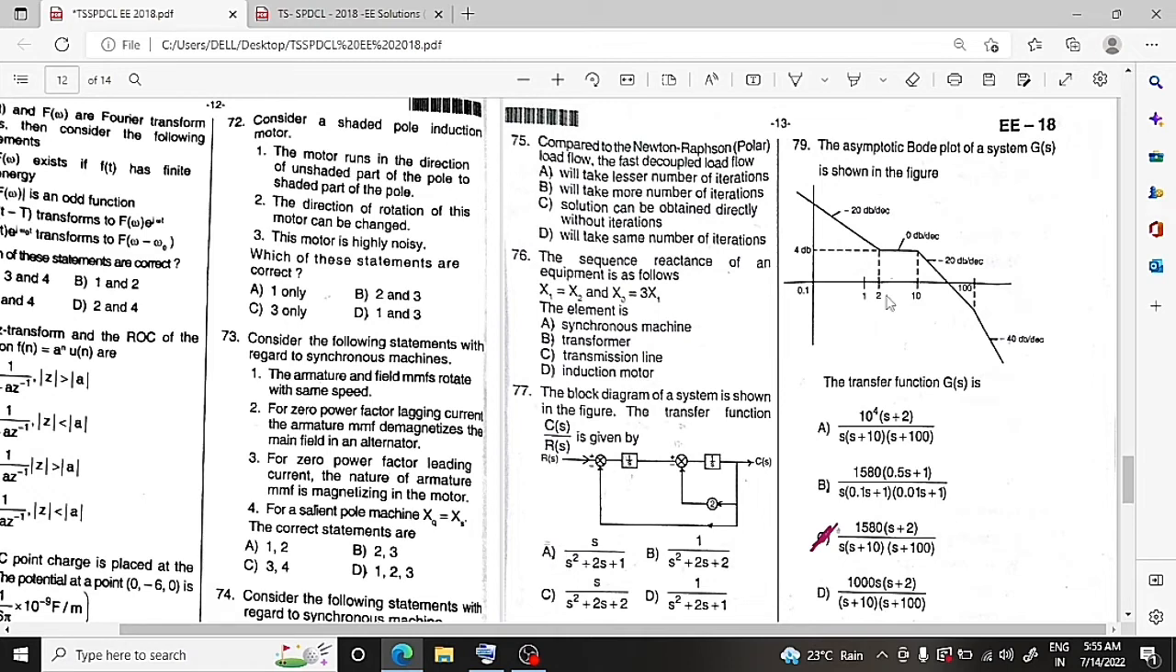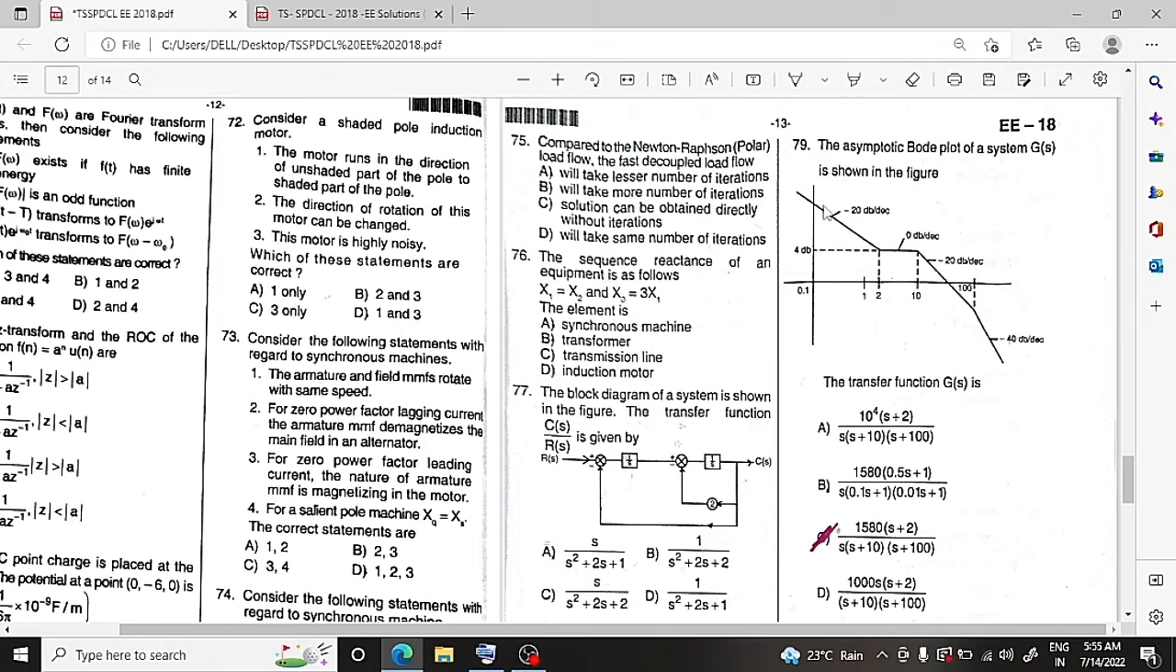So this is a point at omega is equal to 10, and this is omega is equal to 100. So this is the 4 dB. Based on this, we have to find what is the transfer function of the system G of S. Of all these 4 options, option C is the correct solution of this question.